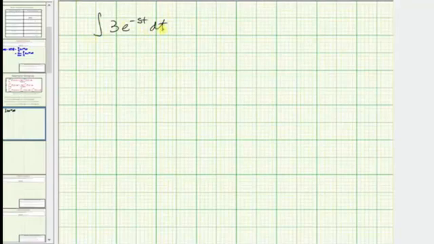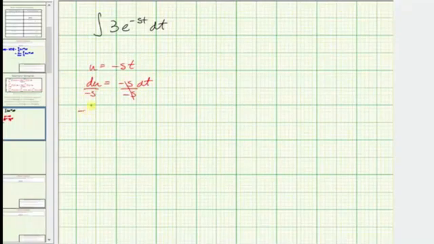Notice how we need to perform u substitution, where we'd have u equal negative st, and differential u is equal to the derivative of negative st with respect to t times dt, which would be negative s dt. Dividing both sides by negative s, we can write this as negative 1 divided by s du equals dt. So in terms of u, we can rewrite this as the integral.